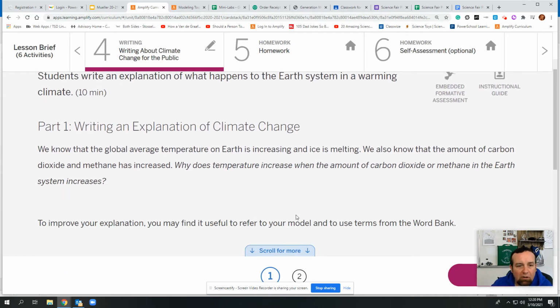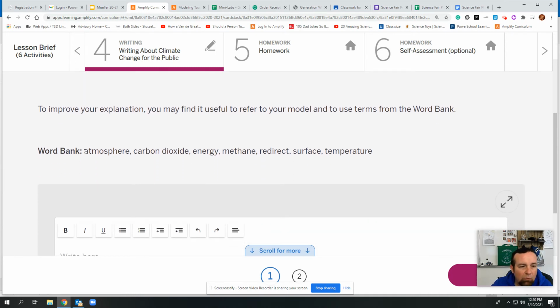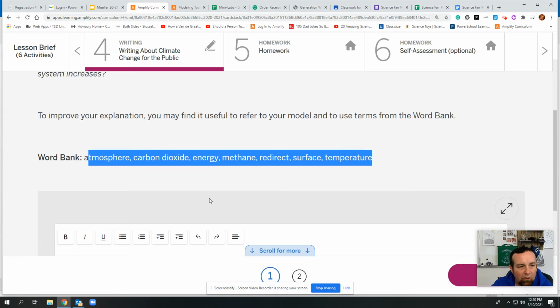So for part 4, this is our big writing assignment. Here's our word bank. We want to use the words atmosphere, carbon dioxide, energy, methane, redirect, surface, and temperature. So I want you to use all of those when you're doing your writing prompt here.